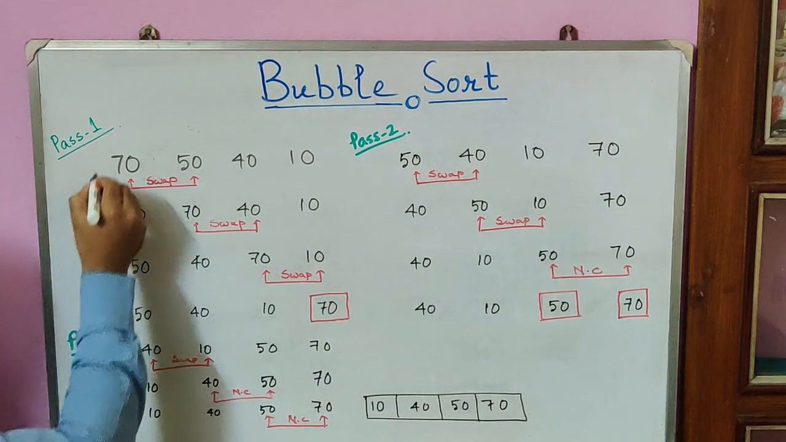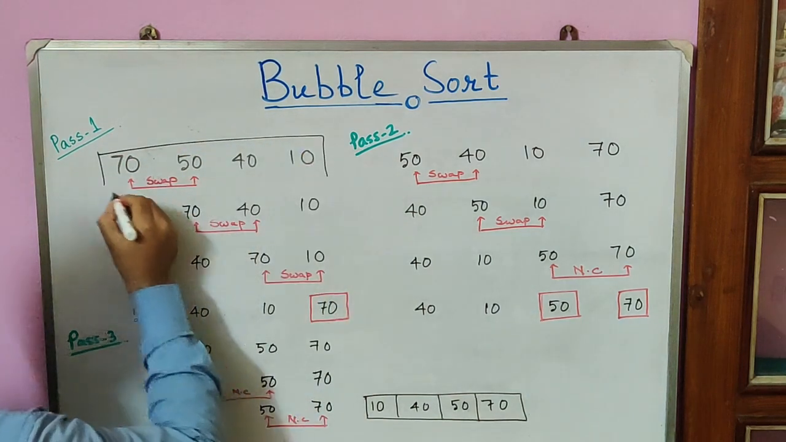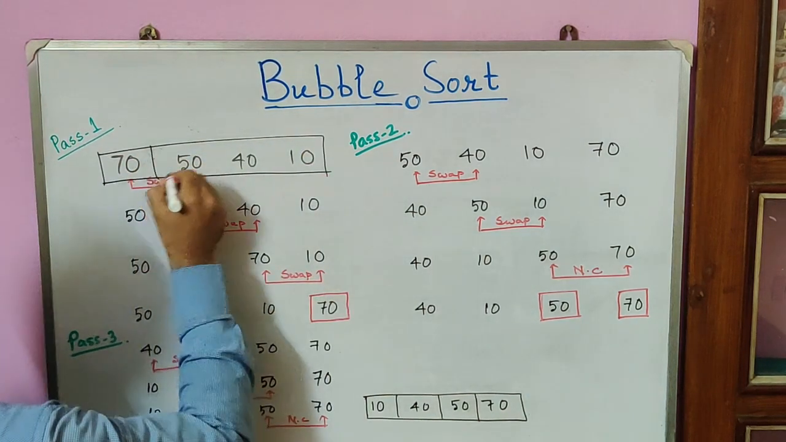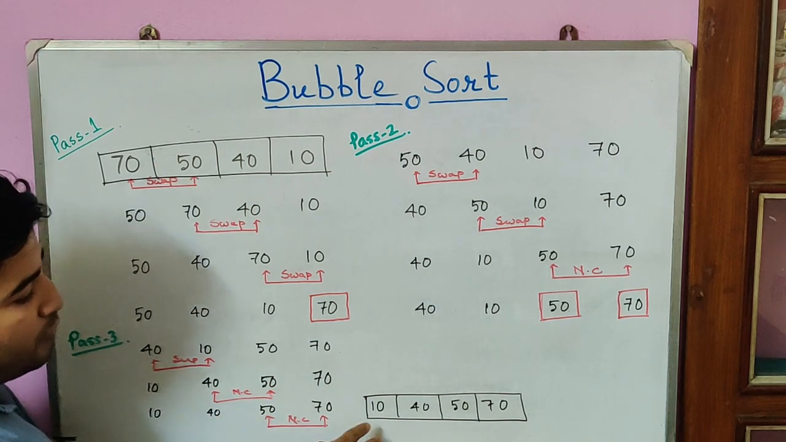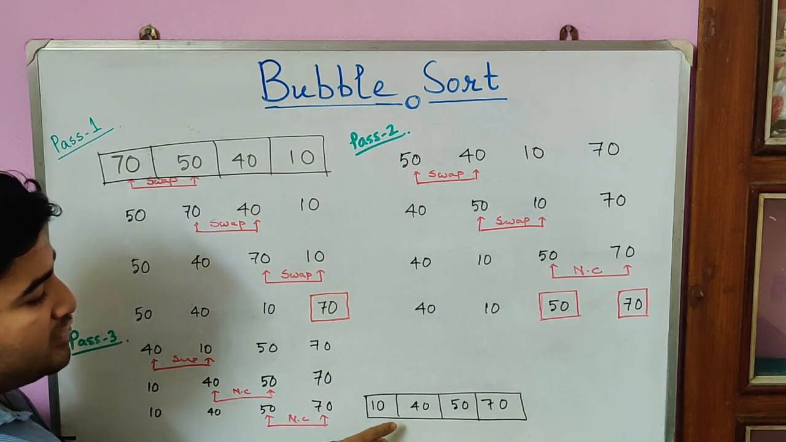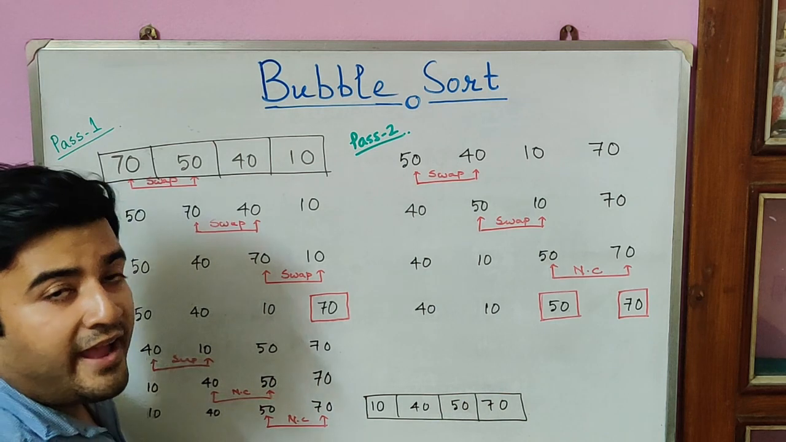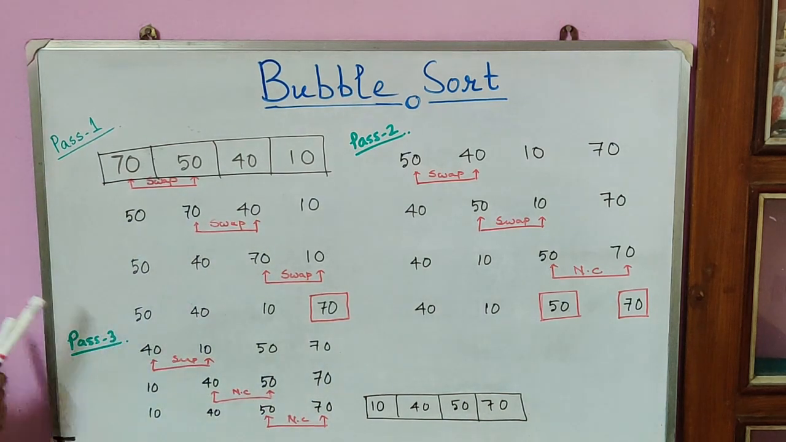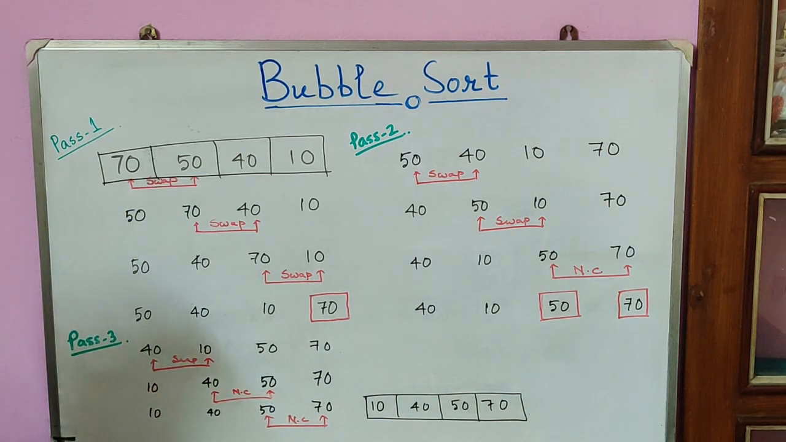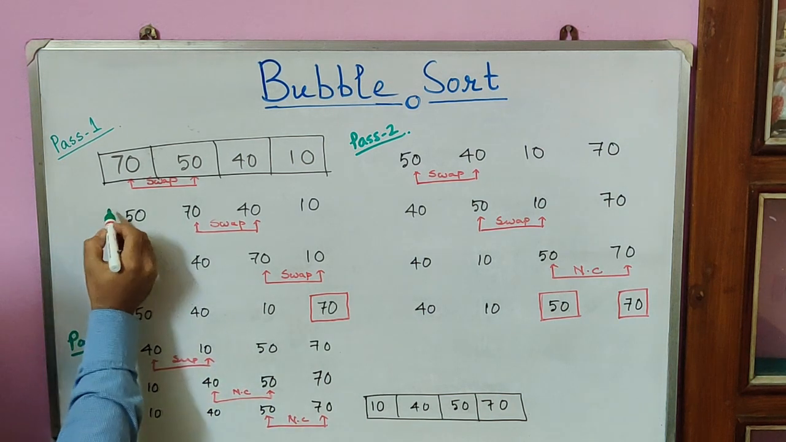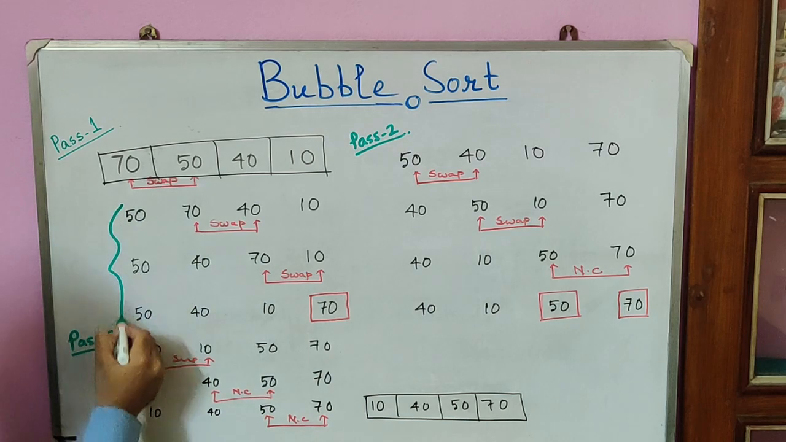We started with the elements 70, 50, 40 and 10, which were not in sorted order, but after these passes we got our desired elements in sorted order: 10, 40, 50 and 70. So this is the mechanism of bubble sort, where we need our passes as well as the iterations. You can see these are my iterations.